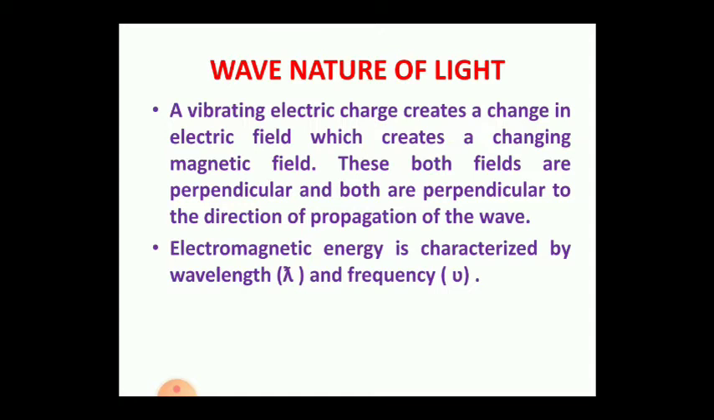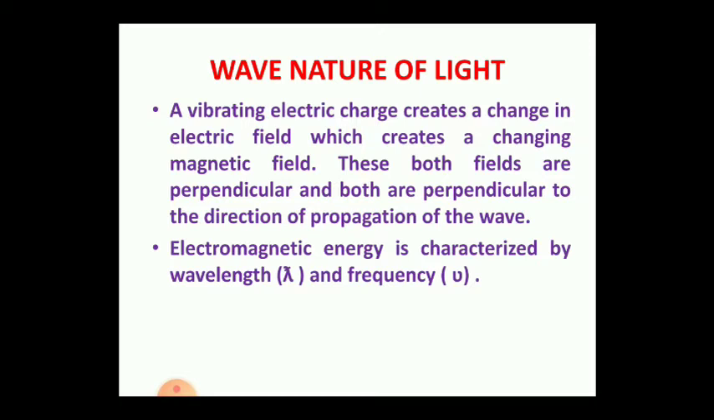Now, wave nature of light. A vibrating electric charge creates a changing electric field, which creates a changing magnetic field. Means due to a vibrating electric charge, an electric field is created and it causes the magnetic field. Means in the electric wave disturbance, we have electric field and magnetic field.